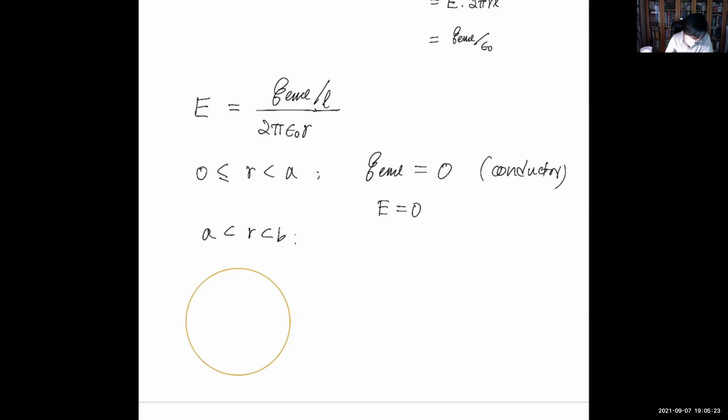Okay, so we're looking at this region in the middle. That's the empty region.